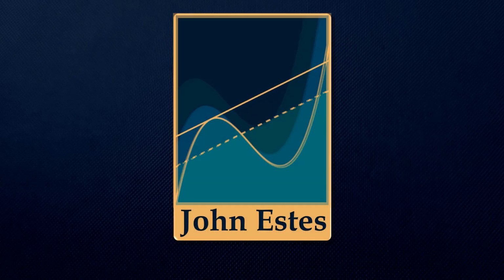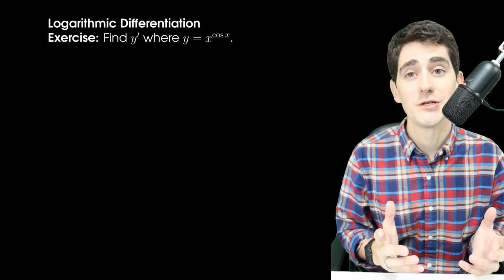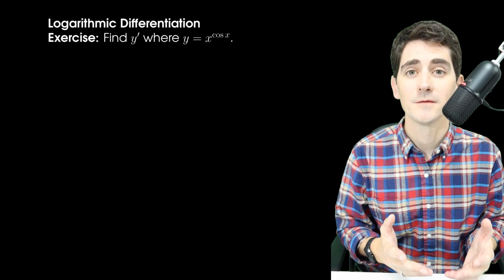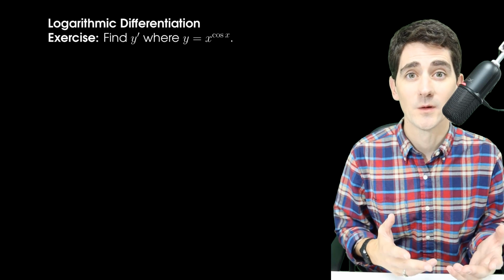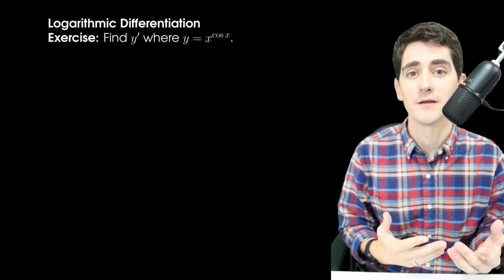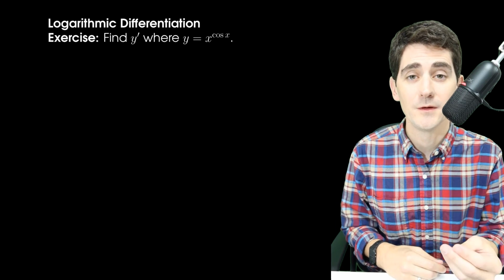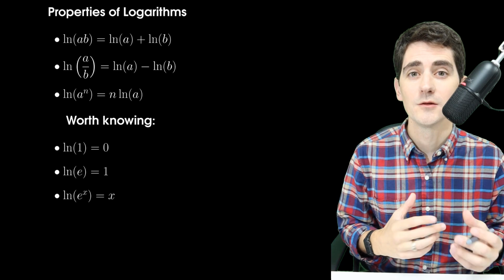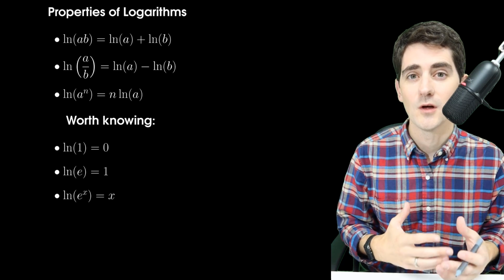Let's get started. The idea behind logarithmic differentiation is that we're going to use the properties of logarithms to simplify a function before we actually take the derivative. And then we're going to use implicit differentiation to figure out our final answer. So first we need to review a few principles of logarithms. Now for our purposes, we're just going to look at the natural log, which is log base e.